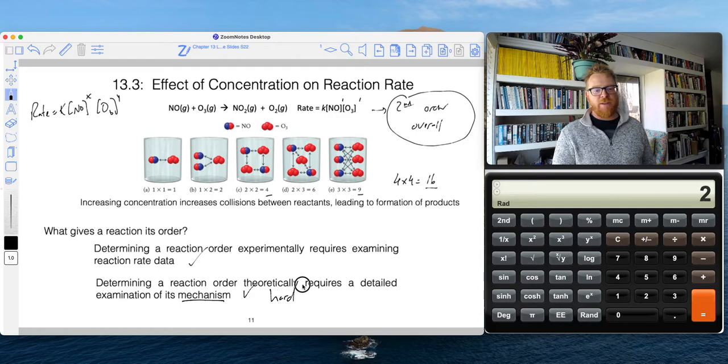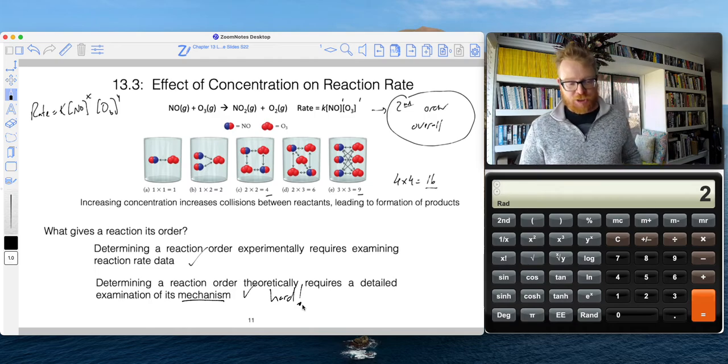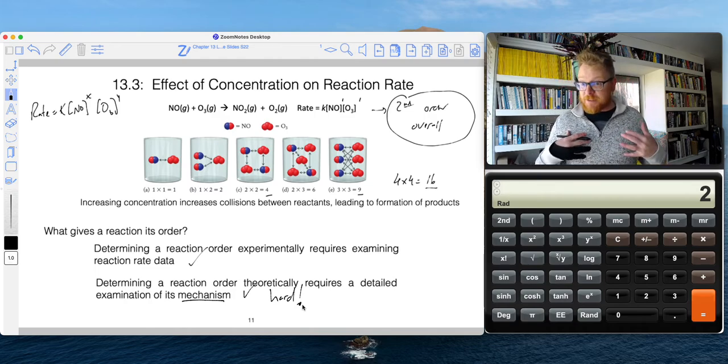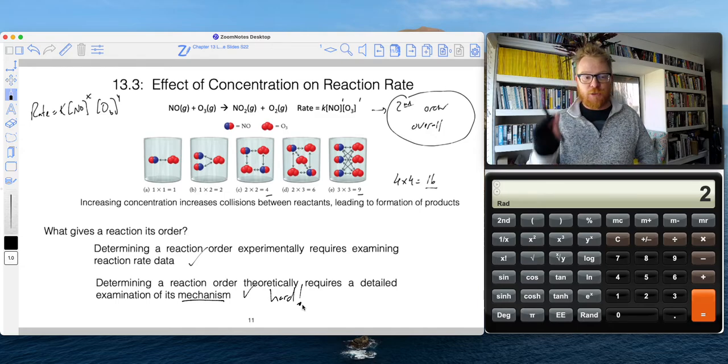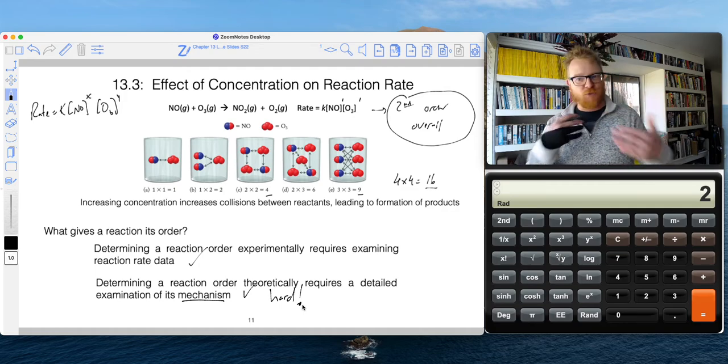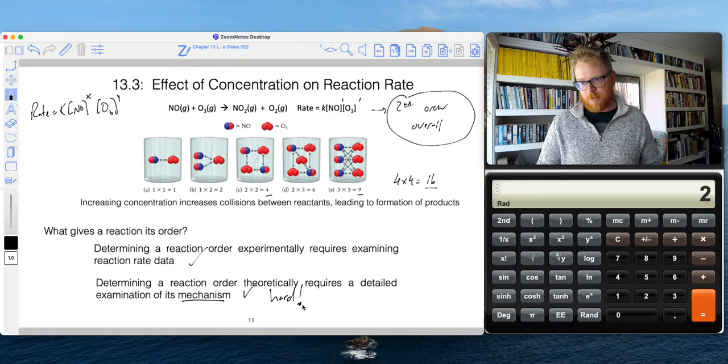That is really hard. And we are going to talk about that at the end, just as an introduction. Okay? But for chemists like myself that do this kind of stuff professionally, it's still very difficult to just look at a reaction and guess what its reaction order is going to be. Okay? That is hard.